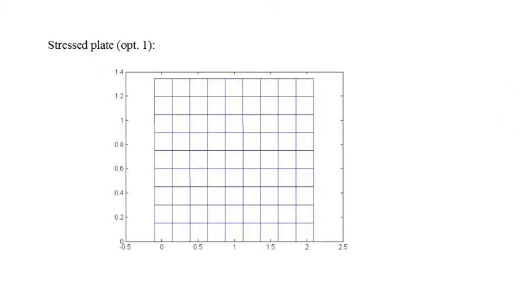Here's what the result looks like. Notice that the original 2 by 2 square has been compressed downward, and it has also expanded horizontally.